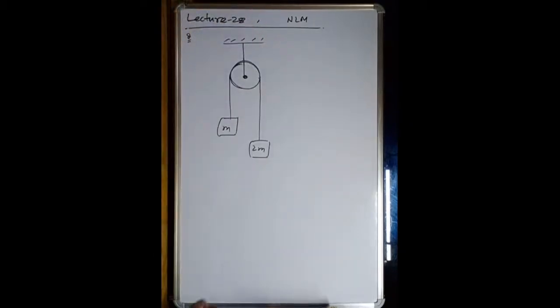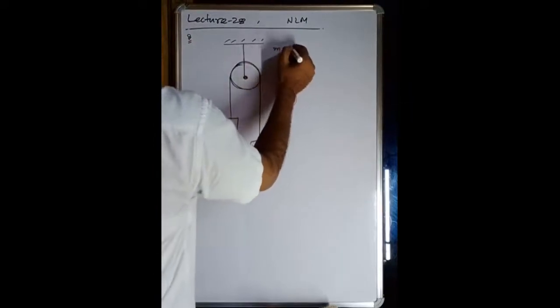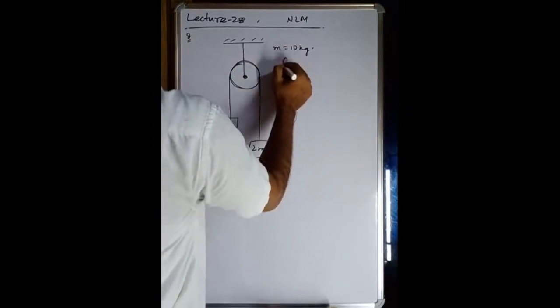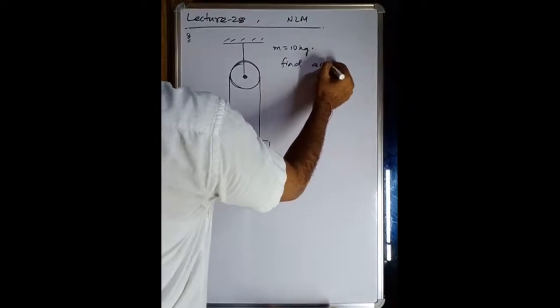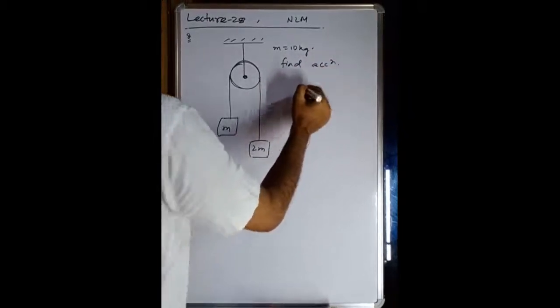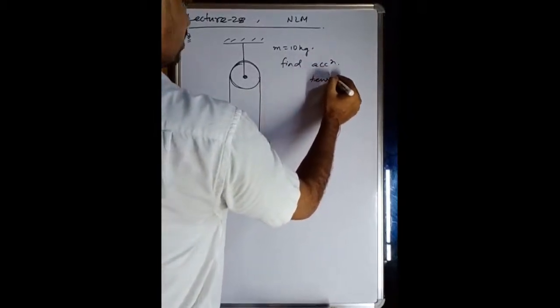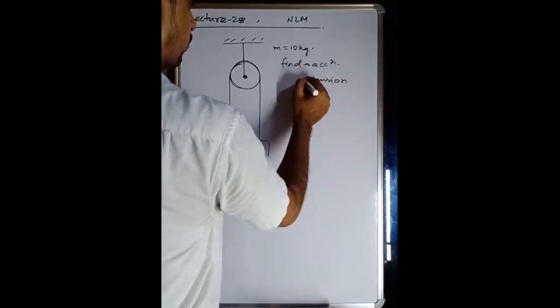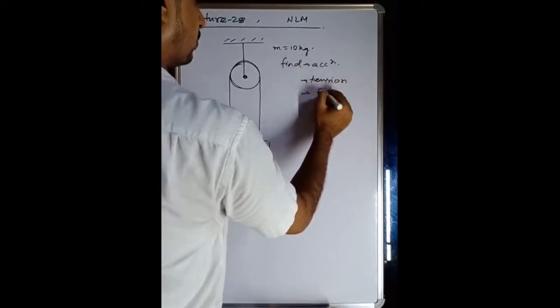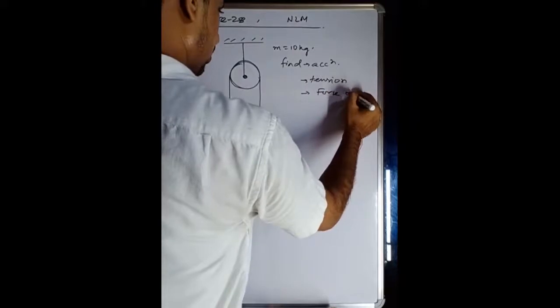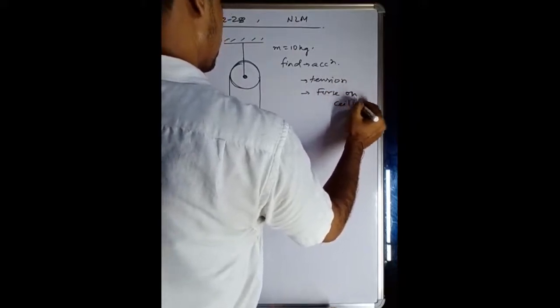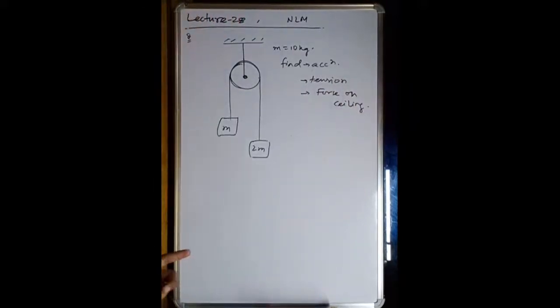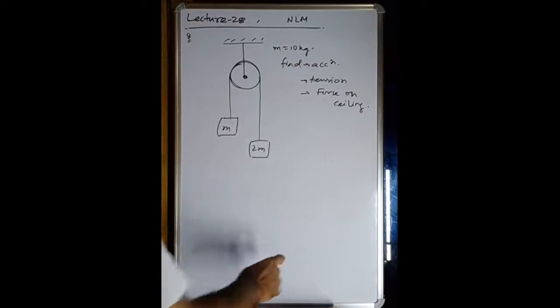Okay. What is the question here? M is, suppose, 10 kg. Then you have to find acceleration. You have to find tension. And you have to find force on ceiling. Okay. Now let us solve this question.